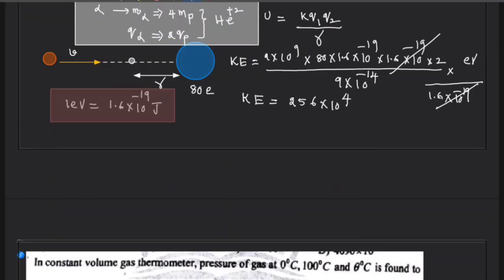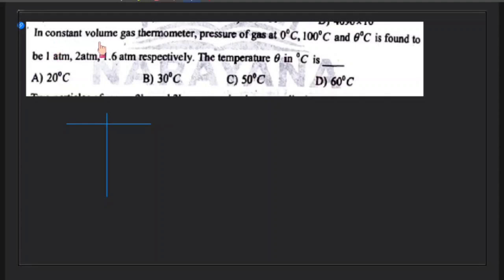So next one is this one. In a constant volume gas thermometer, pressure of gas at 0 degree Celsius, 100 degree Celsius and theta degree Celsius is found to be 1 atmosphere, 2 atmosphere and 1.6 atmosphere respectively. The temperature theta in degree Celsius is, right? At 0 degree Celsius, the pressure is 1 atmosphere. At 100 degree Celsius, the pressure is 2 atmosphere. At some unknown temperature T, the pressure is 1.6 atmosphere. Now we have to find out what the temperature is.